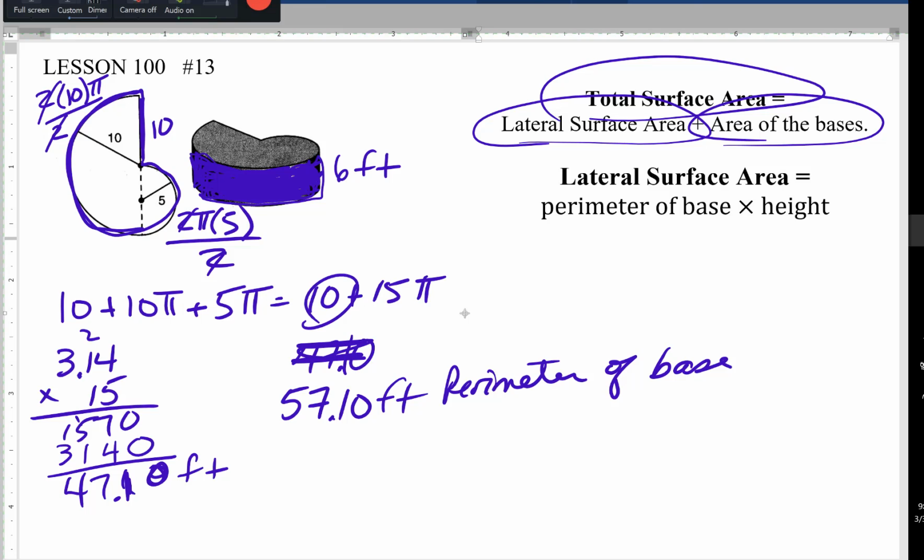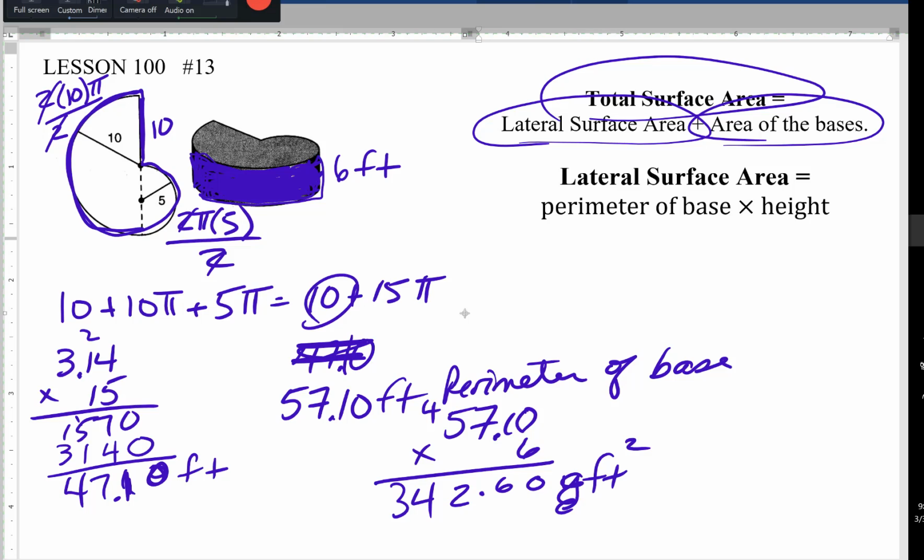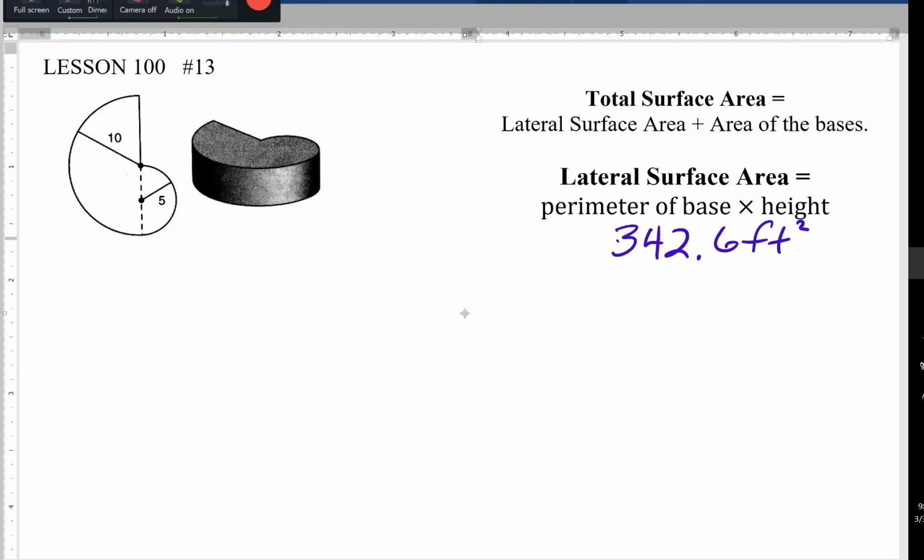And so now we have to multiply that by the height of the solid. So we have to multiply that by 6. 57.10 times 6. Okay, so that's going to be 342.6 square feet. All right, so that is the lateral surface area. And let me just write that down so we don't forget. 342.6 for the lateral surface area. Okay, so we have the lateral surface area.